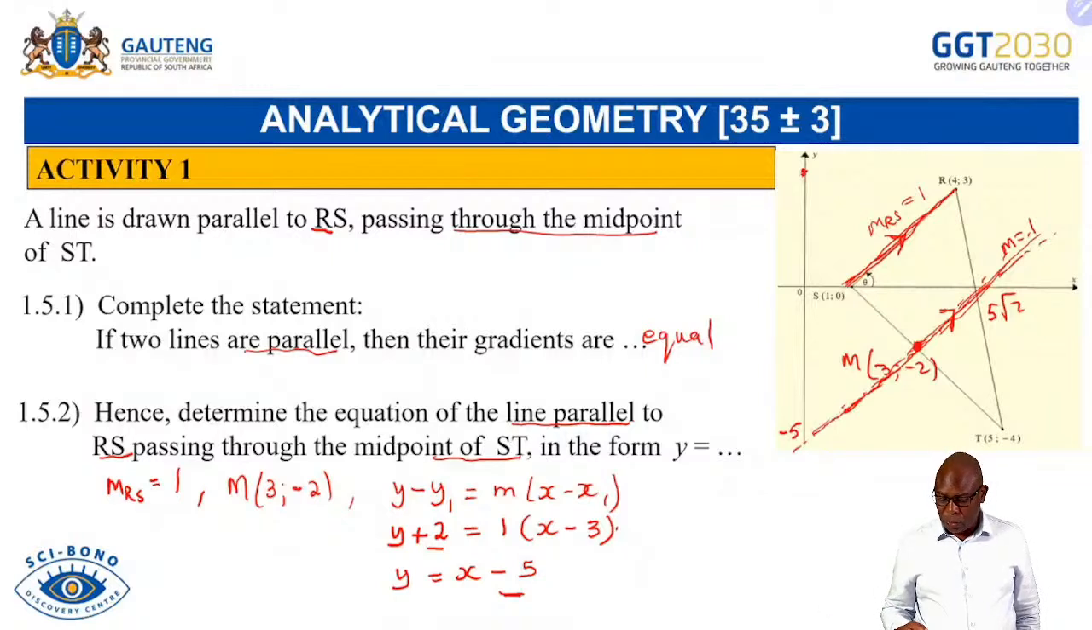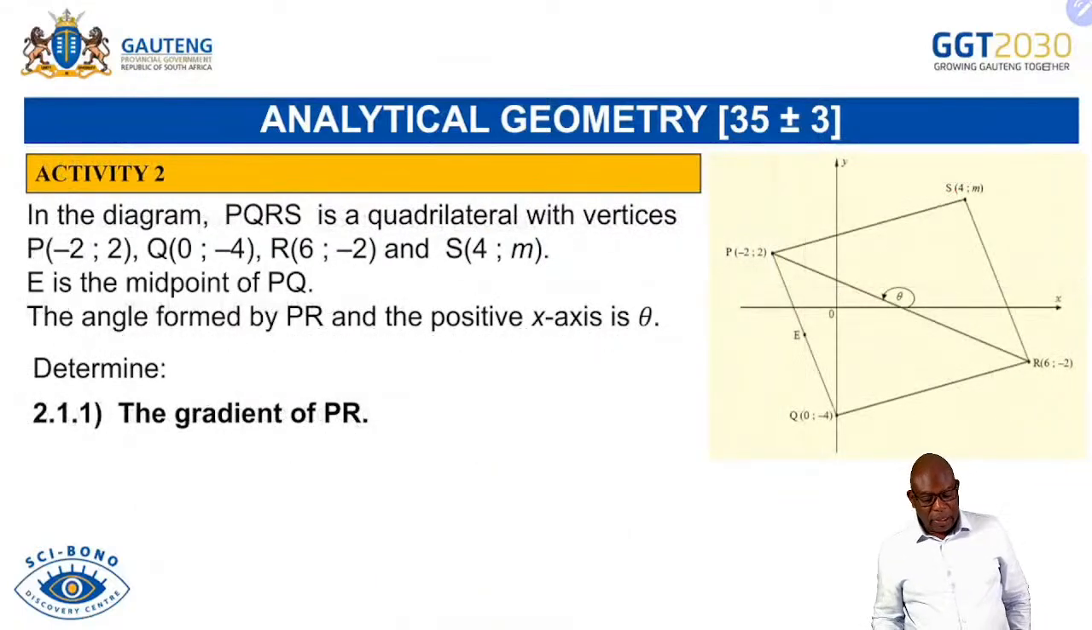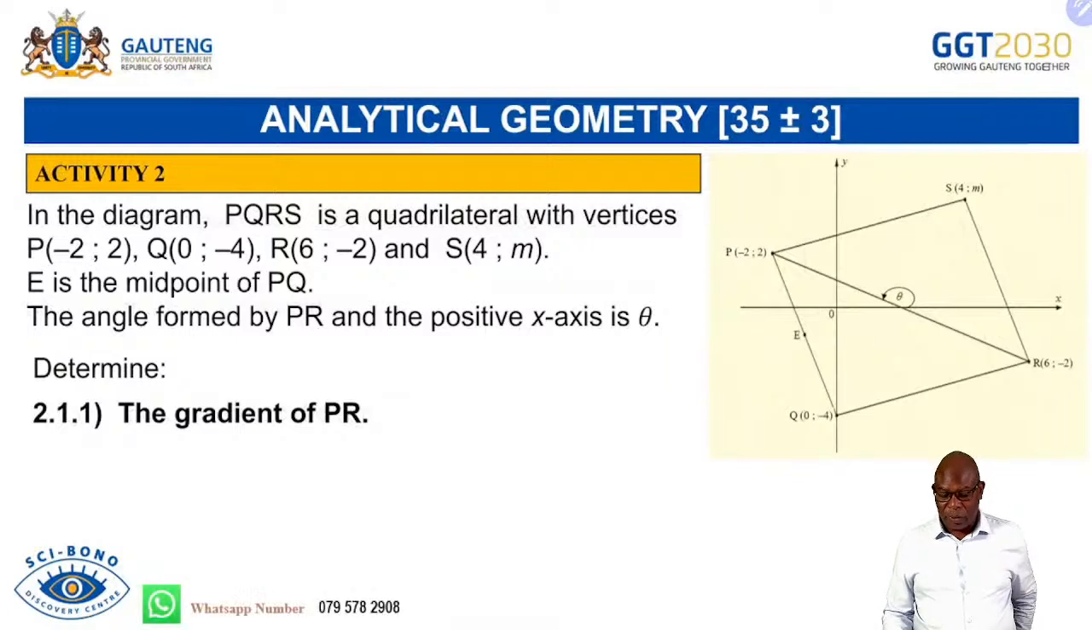So now let's look at activity 2. Now in activity 2, in the first one, you are given a triangle. Now here you are given a quadrilateral. See, they've got vertices there of P. So the P is given. The Q is given.